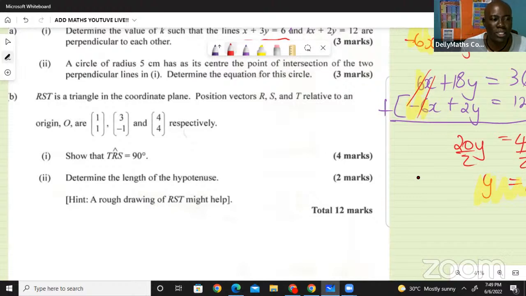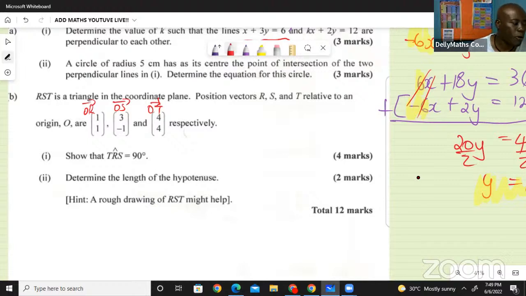So RST. Basically this is OR. I'm just going to write it. This is OS. I'm going to write it. And this is OT. I'm just putting it there so that when we're ready to do some work, we have the frame to do the work. So we have OR, OS, and OT being given. The first question says, show that angle TRS is 90 degrees.